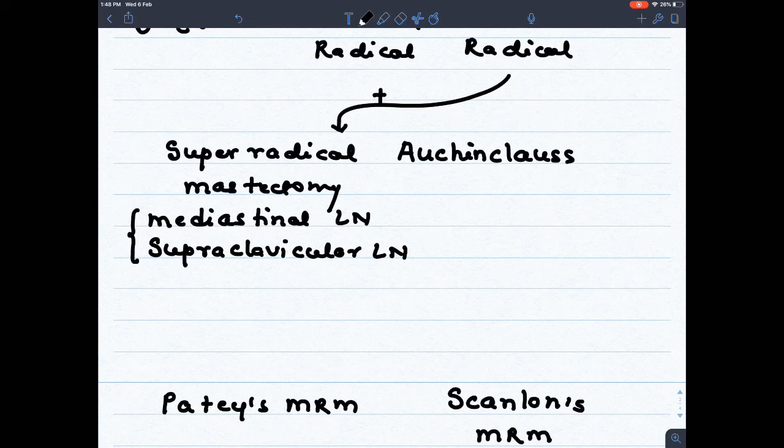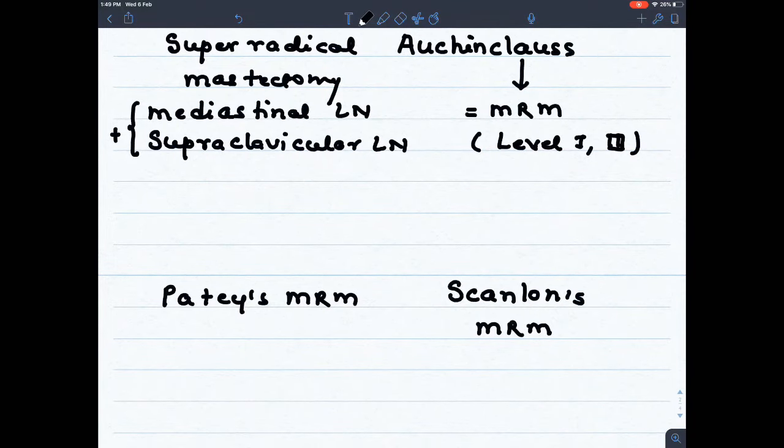What is Auchincloss mastectomy? In Auchincloss mastectomy, it is exactly like MRM, but in MRM you remove level 1 and 2. Here in Auchincloss, you remove level 1 and 3. Instead of level 1 and 2, you are going for level 1 and 3.